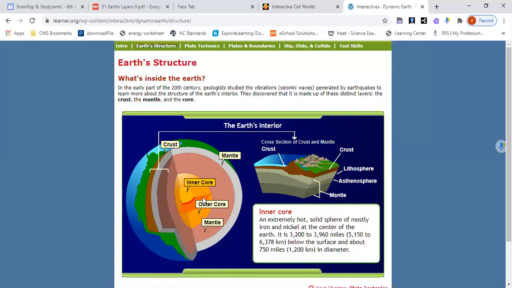So now I'm going to go to the outer core. The outer core is the only liquid layer of the earth. So in the entire earth, the outer core is the only area where you can find liquid. Okay, and it'll be mostly iron and nickel. It's roughly about 1,800 to 3,200 miles, which is about 2,890 to 5,150 kilometers below the surface, and about 1,400 miles thick.